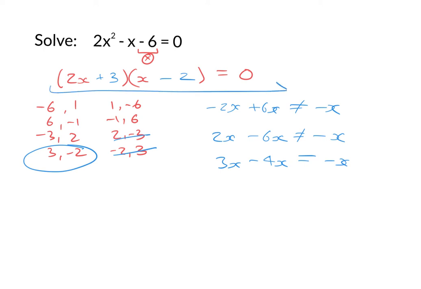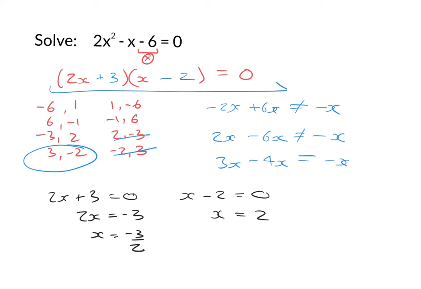Now, to finish off, the question says solve, it didn't say factorise. I need to put both of my brackets equal to 0, because if you have two things multiplied that make 0, one or both of them will equal 0. So the first bracket here, I've got 2x plus 3 equals 0, so 2x equals negative 3. X equals negative 3 over 2. And the one on the right here, I have x minus 2 equals 0, so x equals 2. So my solutions are negative 3 over 2 or 2.